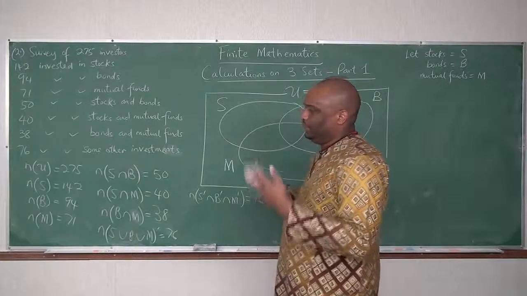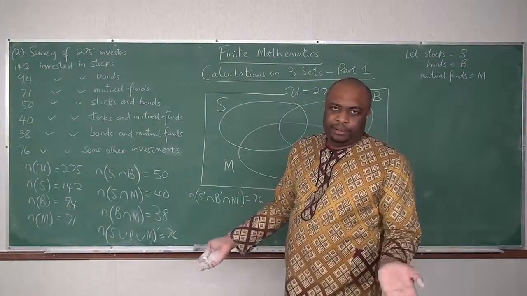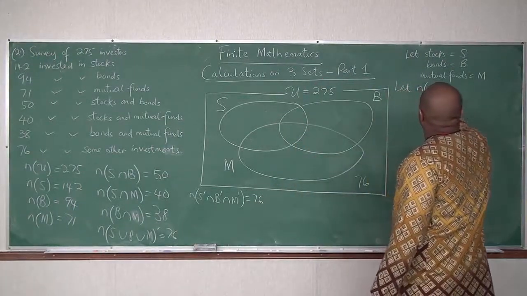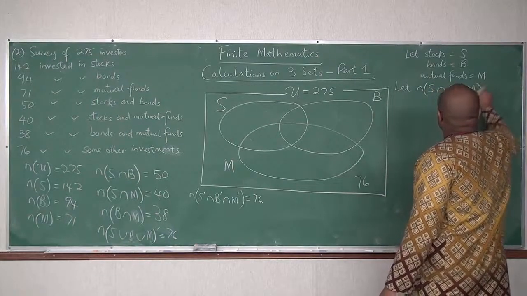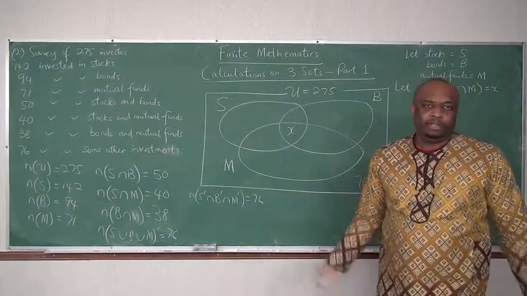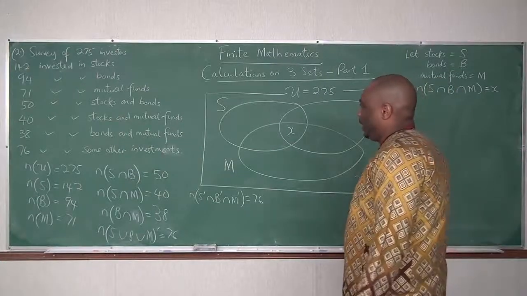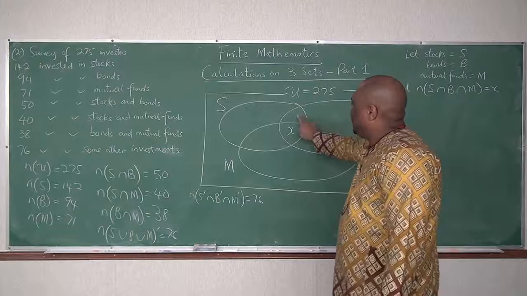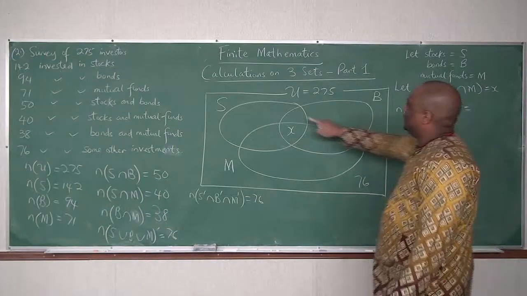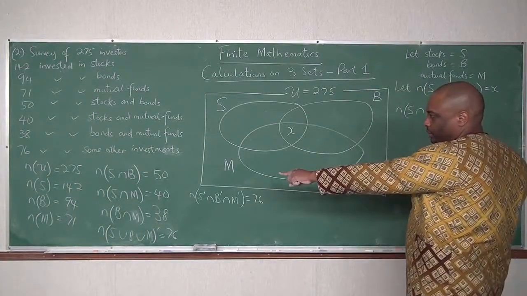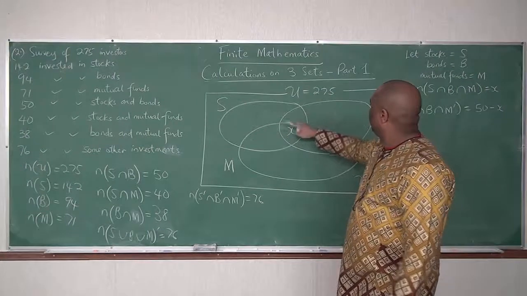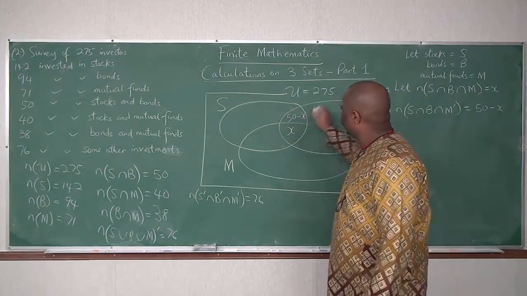We don't know how many people invested in all three investments. So let the cardinality of S intersect B intersect M be X, the number of people that invested in all three. Then the cardinality of S intersect B intersect M prime would be 50 minus X, because everybody in stocks and bonds is 50.